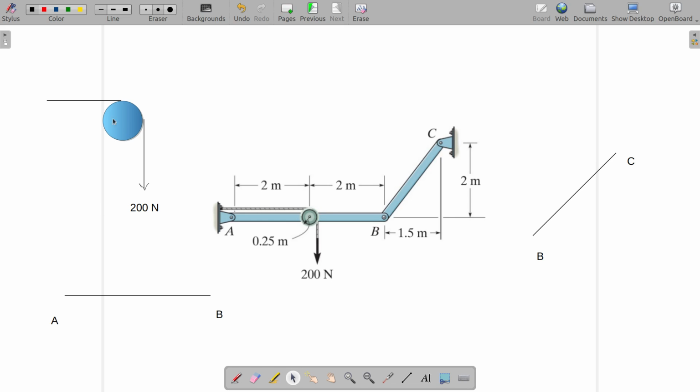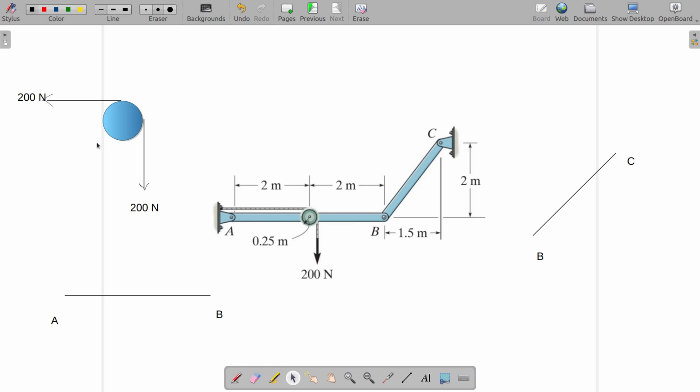This 200 Newton force is vertically downwards. We have to assume that this pulley is frictionless, since it's not mentioned otherwise. If the pulley is frictionless, the force on the rope should be the same everywhere. So 200 Newton here and 200 Newton here. So what does that mean for us? This pulley must be in equilibrium.